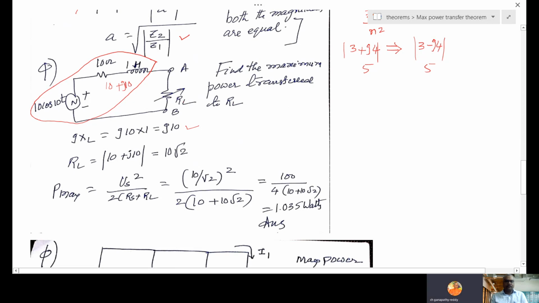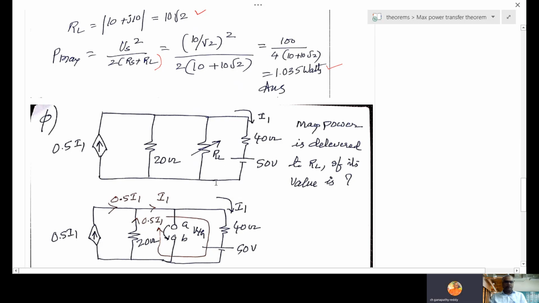But here it is not ZL, it is RL. So what is the RL formula? RL is the magnitude of ZS, 10 plus j10, you get this. This is the condition. Then what is the Pmax formula? Vs square by 2 into Rs plus RL. This is the third case, different. So substitute Vs, Rs, RL, simplify, and you will get the answer. So this is a third case application.